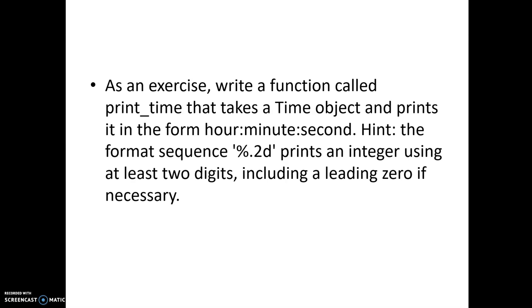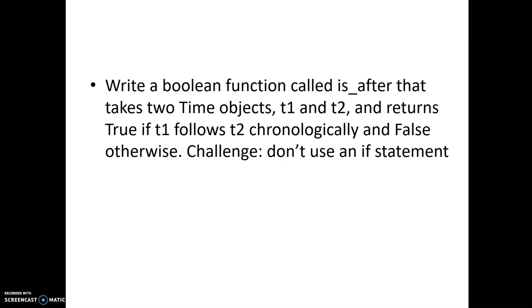I have already shown you how you can write a function for printing the time. As another exercise, here you need to write a boolean function called is_after that takes two time objects t1 and t2 and returns True if t1 follows t2 chronologically and False otherwise. The simplest way of writing a solution to this exercise is using the if condition, but the restriction put on this exercise is do not use an if statement. So without using an if statement, you need to write a boolean function that has to give the result as True or False.